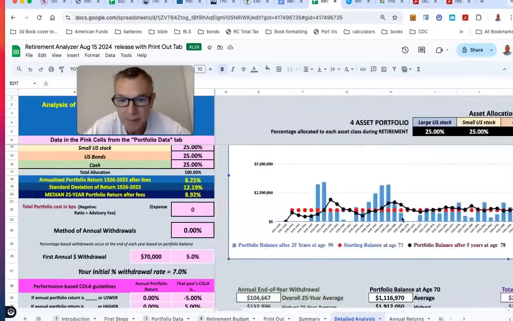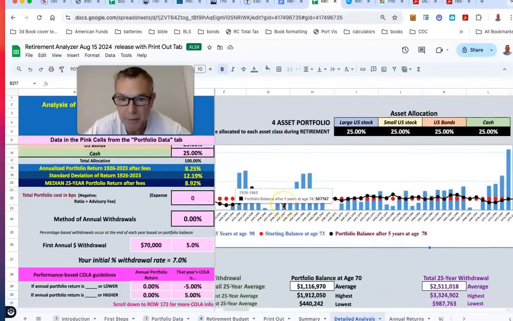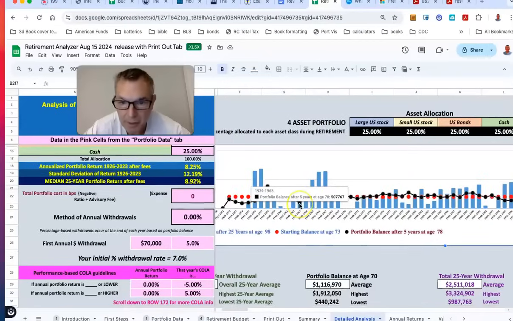Isn't that crazy? I find that very interesting. So I love this chart too. And by the way, these are how much you had left after 5 years. So right here, if you retired in 1939, you're down to $500,000 after 5 years. But if you retired in 1939, you didn't run out of money. Isn't that crazy? Even though after 5 years, your portfolio is down by half.